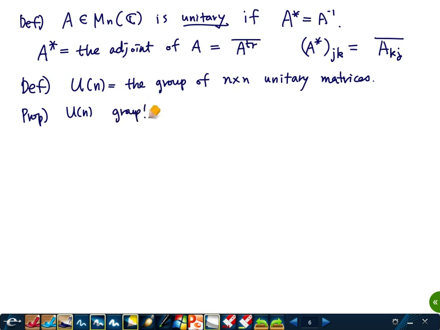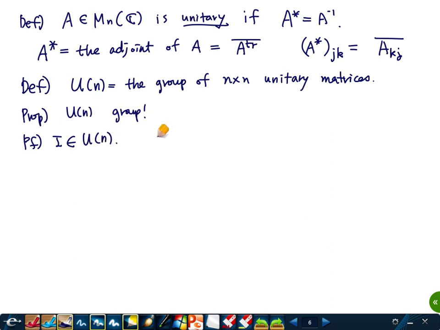It's really a group. So it has the identity. Is the identity a unitary matrix? Yes, identity conjugate is identity, transpose is identity, because identity is inside this set. Yeah, I wanted to write this inside the proof. Just by definition, just check.